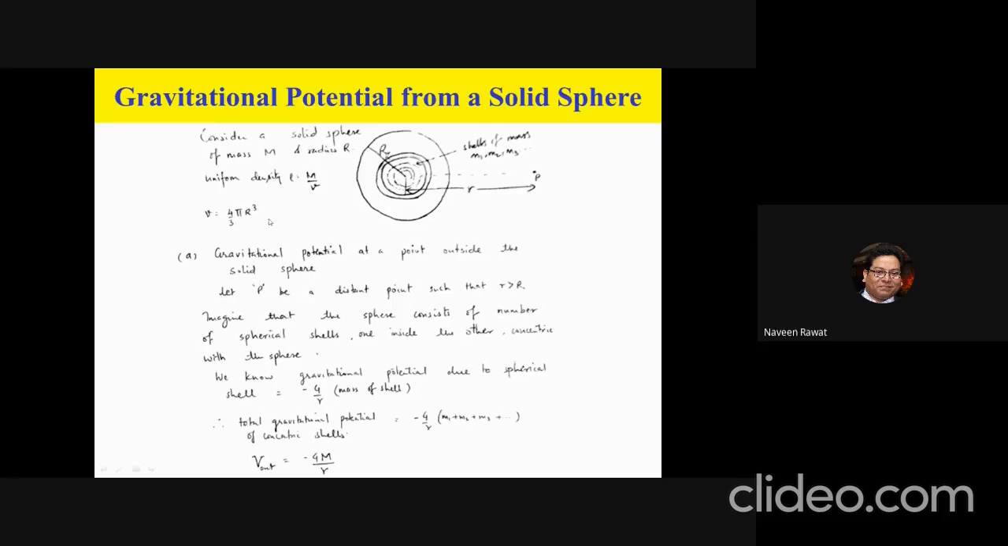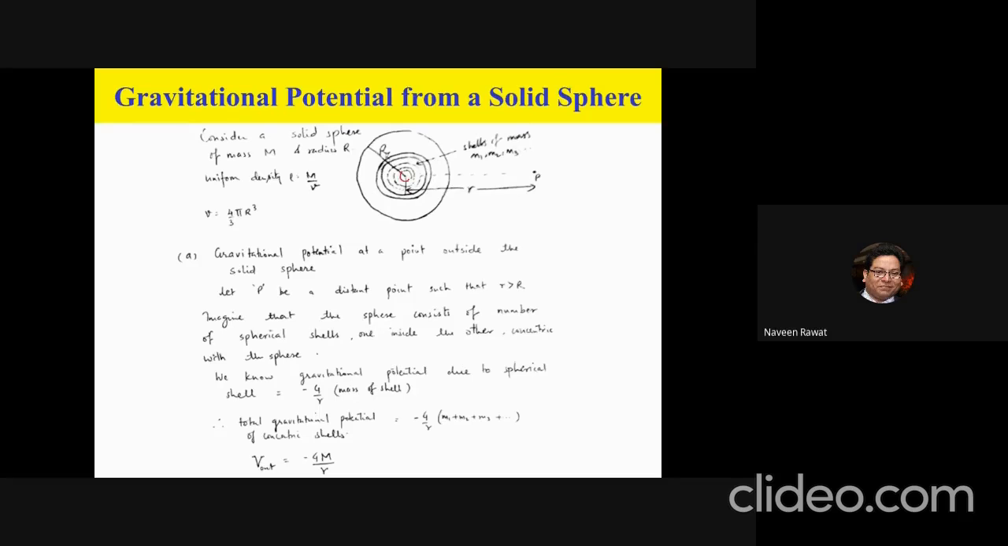Okay, now we have the volume of the sphere as 4/3 π R³, where capital R is the radius of this solid sphere. Now let's imagine that this sphere is made of hollow spherical shells. Let's consider the first spherical shell, which is right here.